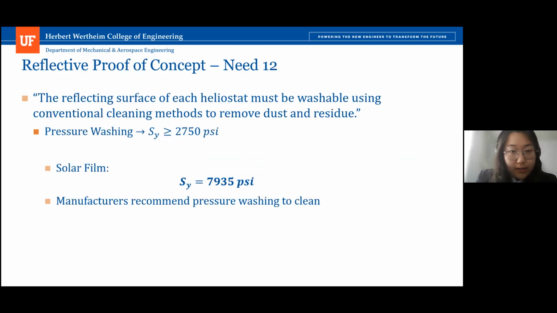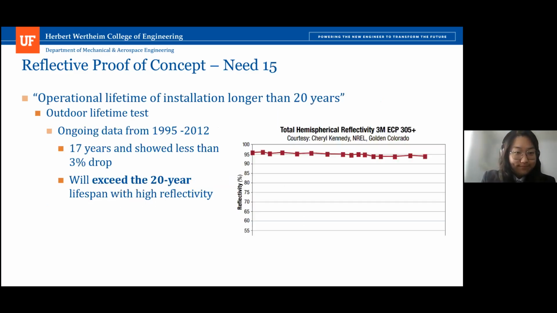And for need number 12, our design is also washable. A yield strength of 2,750 psi is required for a part to be washable. Well, the heliostats are made of solar frame. It has a yield strength of 7,935, which is qualified for this requirement. And the recommended way of washing is pressure wash.